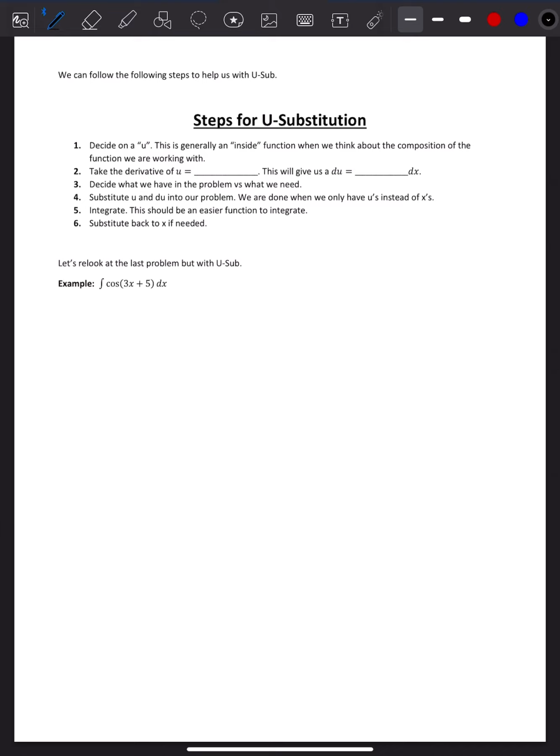Decide what we have in the problem versus what we need. Substitute u and du in for our problem. When we're done doing this, there will be no x's. Integrate. It should be a lot easier this time, and then substitute our x back in for whatever u is.